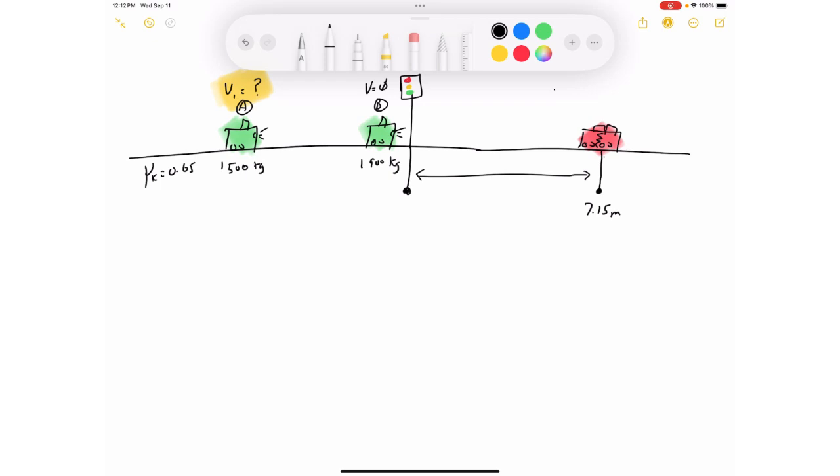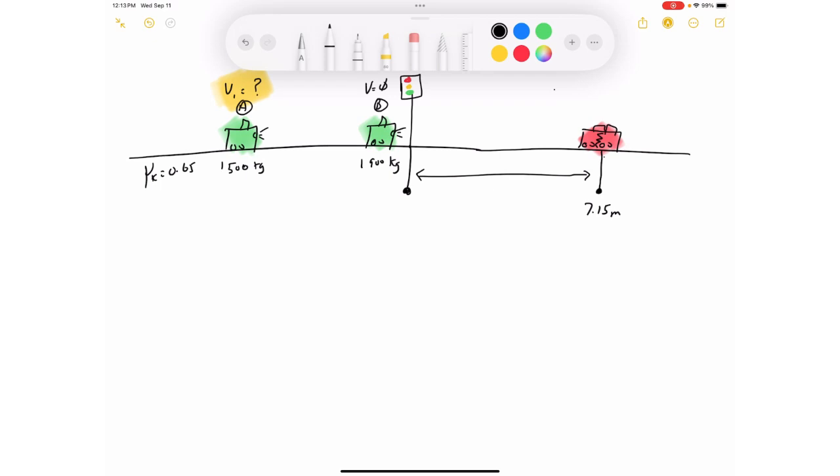So when A hits B, it loses some energy, and it loses it, like I said, to other sources. So you can't actually use the conservation of energy here. If it didn't lose energy, then yes, you could use energy to figure out how far it went. But because there is energy loss, you can't actually use the conservation of energy. Okay, so instead we're going to use the conservation of momentum.